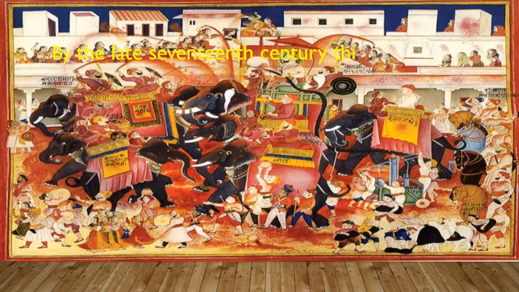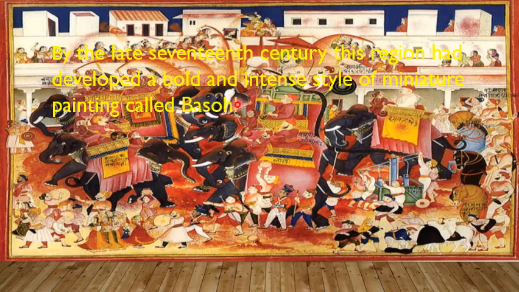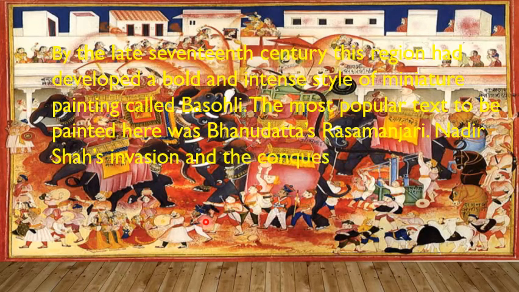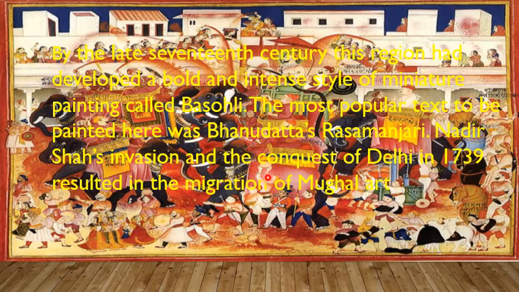By the late 17th century, this region had developed a bold and intense style of miniature painting called Basohli. The most popular text to be painted here was Bhanudatta's Rasamanjari. Nadir Shah's invasion and the conquest of Delhi in 1739 resulted in the migration of Mughal artists to the hills to escape the uncertainties of the times.